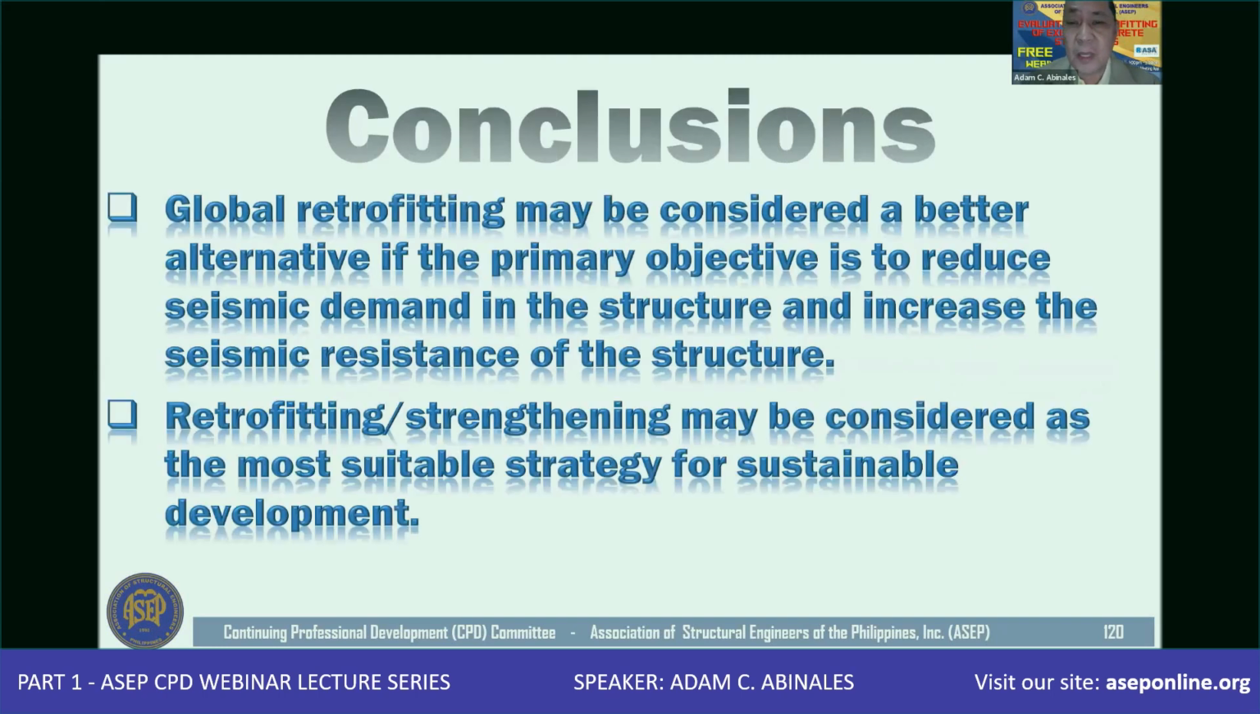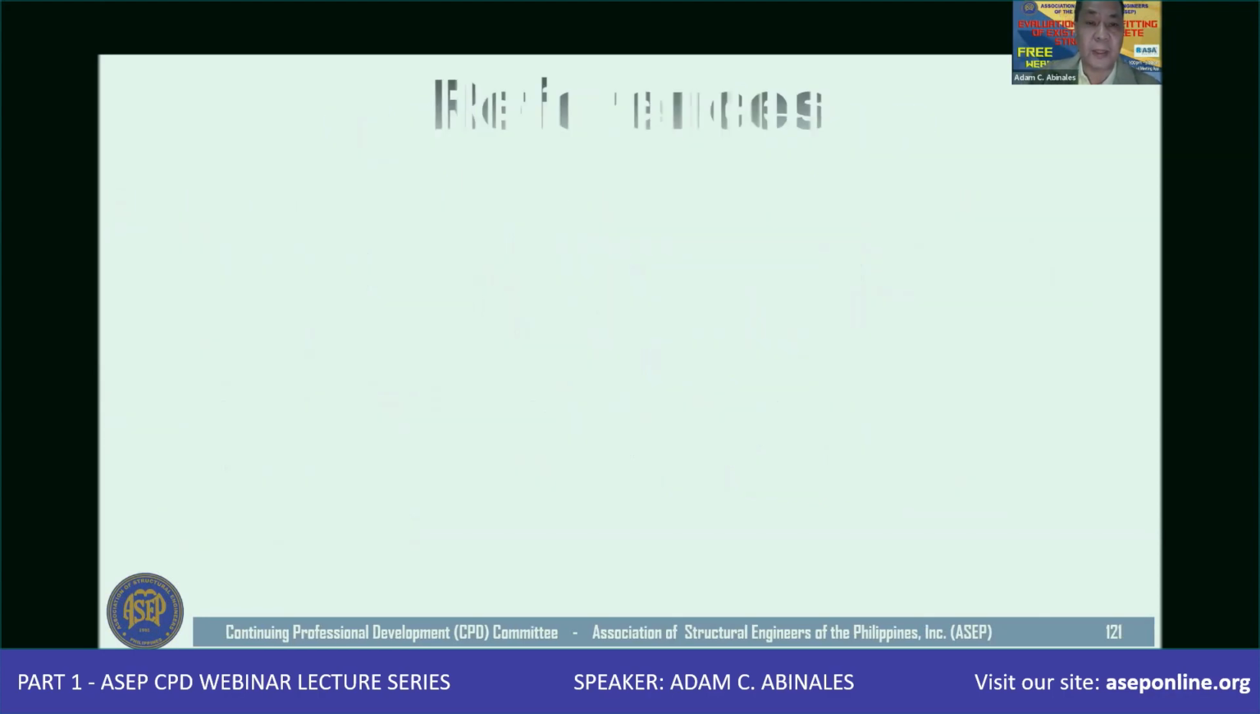Global retrofitting may be considered as a better alternative if the primary objective is to reduce seismic demand in the structure and increase the seismic resistance of the structure. Retrofitting and strengthening may be considered as the most suitable strategy for sustainable development.